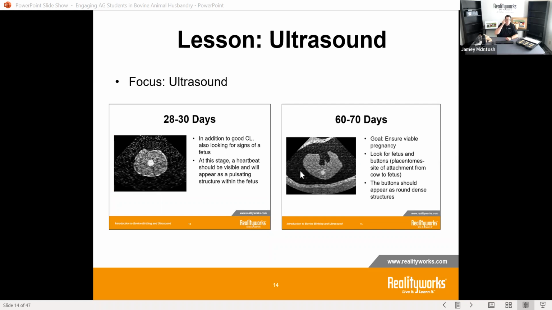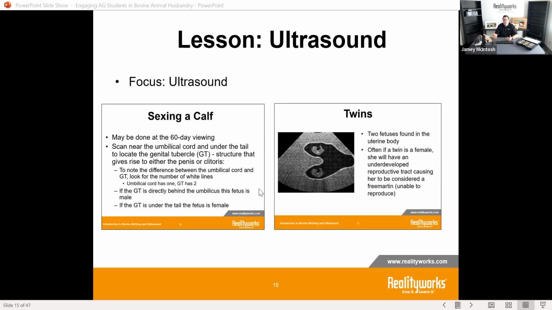We also have some issues. So free martin, some dead fetus. What are you going to do, and what does that look like? We have twins. We have the ability to show sexing. So all these different pieces are skill development for your students, allowing them to look at, understand, and interact with the animal in this world that we're in.